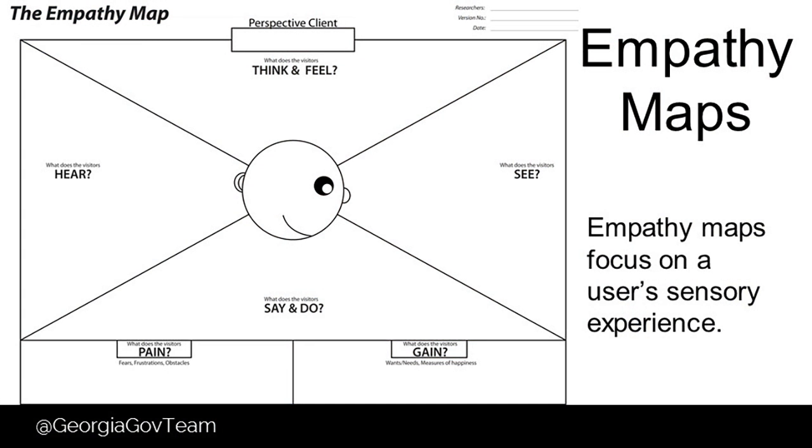An example of an empathy map. You've got the person there in the middle. You've got the quadrants. What do the visitors hear? What do they say and do, see? What are their pains? What are their gains? So you really focus on the sensory experience there.